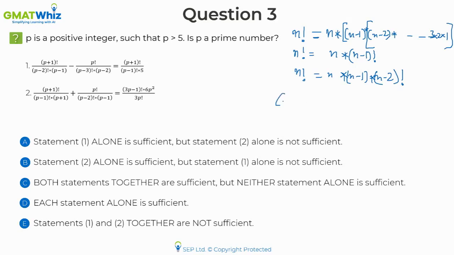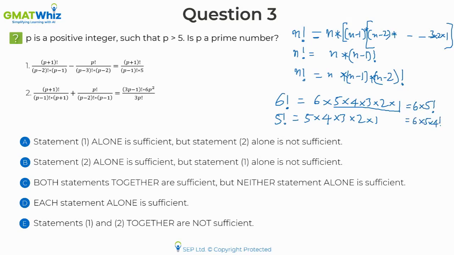Example, you take 6 factorial. What is 6 factorial by definition? 6 into 5 into 4 into 3 into 2 into 1. But 5 factorial is 5 into 4 into 3 into 2 into 1. So that is there here also, which means 6 factorial will be 6 into 5 factorial. You can also write it as 6 into 5 into 4 factorial. Okay. So you need to know how to simplify a factorial. That is the only concept that you need to know to be able to solve this problem.